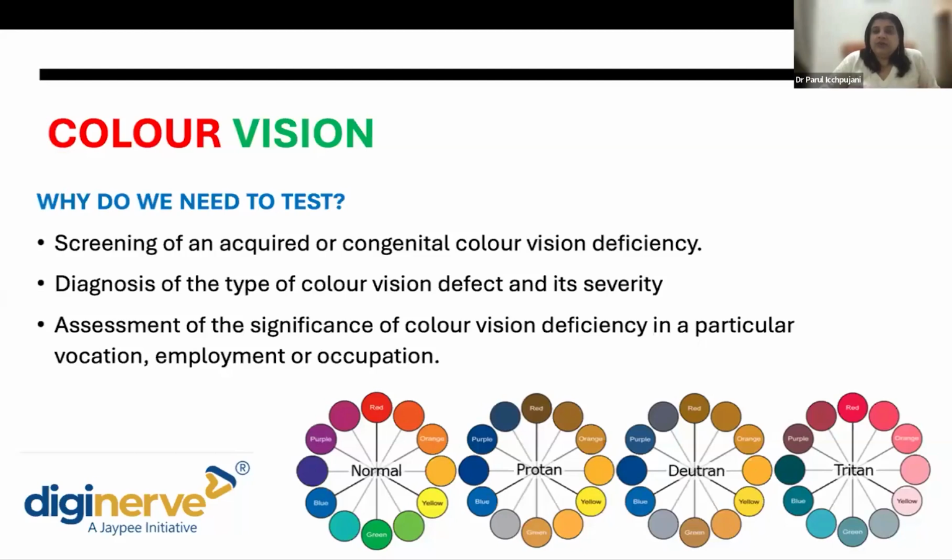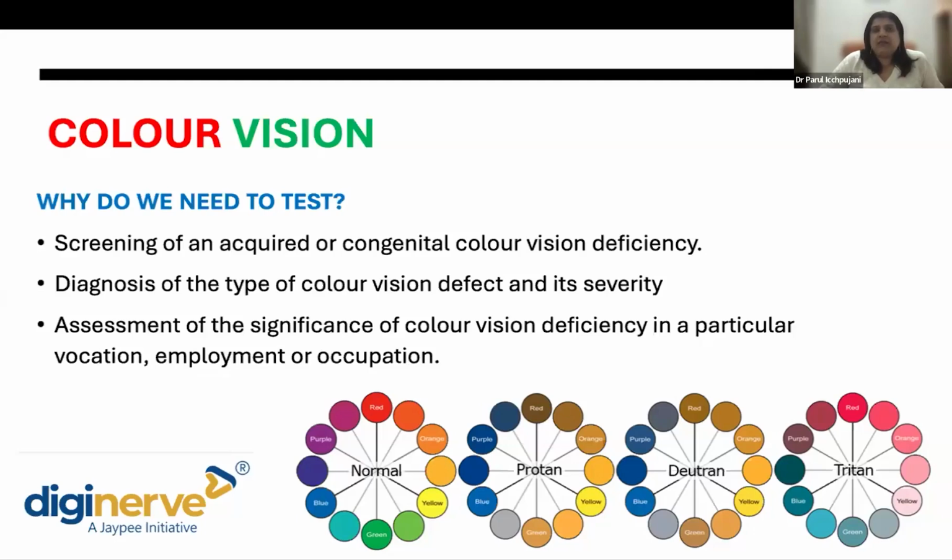Also, it's important to recognize acquired color vision deficiency. So there are several medications which result in an acquired disorder, and these medications need to be discontinued if somebody develops this disorder. Once you have diagnosed a color vision deficiency, it's important to grade it in terms of its severity. And this is very important not only for diagnostic purposes if somebody is on certain medications, but it's also very important for certain professions.